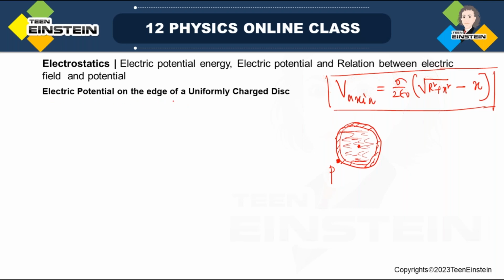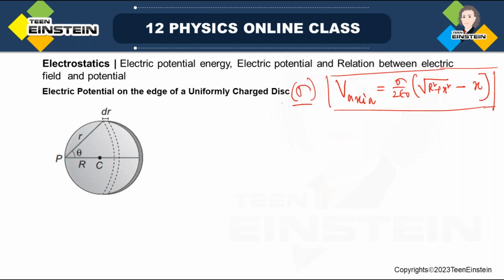So, electric potential on the edge of a uniformly charged disk. Surface charge density sigma, say, in this case also. Okay, I'll show you a better figure here. I have a better figure. Let me show you. Okay, so this is the point. So let us just take this disk, and at this point P, which is the edge point, on the edge of the disk, what will be the potential due to the whole disk?